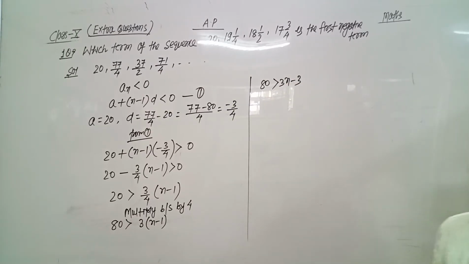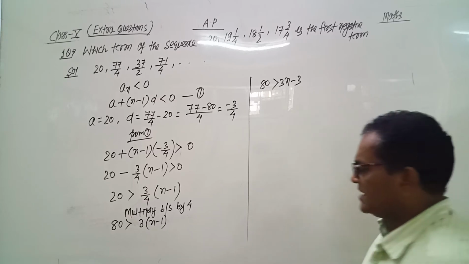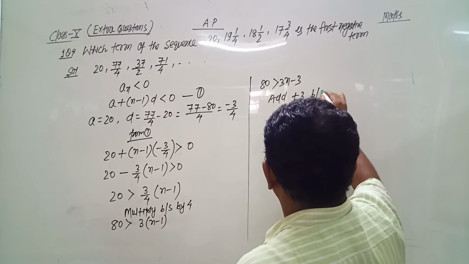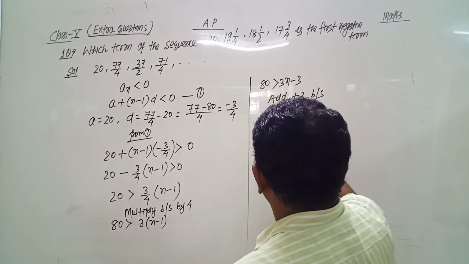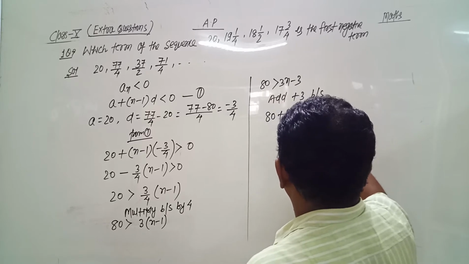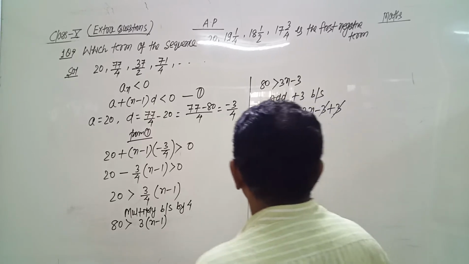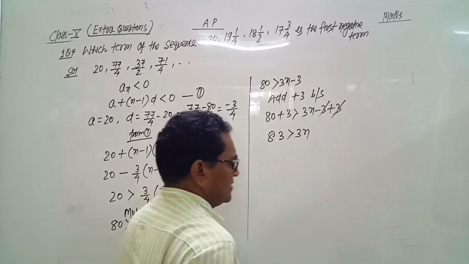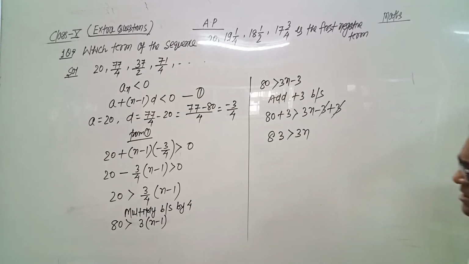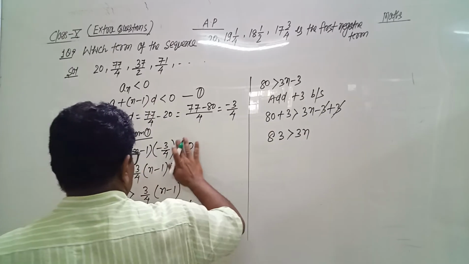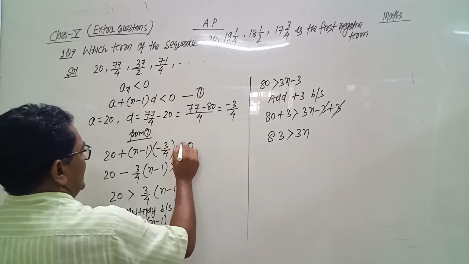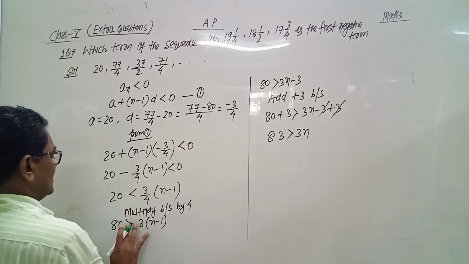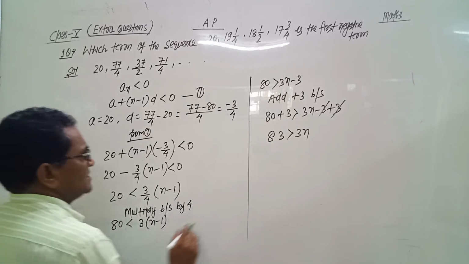Now we have to remove minus 3. So we add plus 3 both sides. So 80 plus 3 is greater than 3n minus 3 plus 3. The 3 and 3 get cancelled. 80 plus 3, 83, is greater than 3n. Sorry, the first negative term a_n should be less than 0, so this is less than and less than.